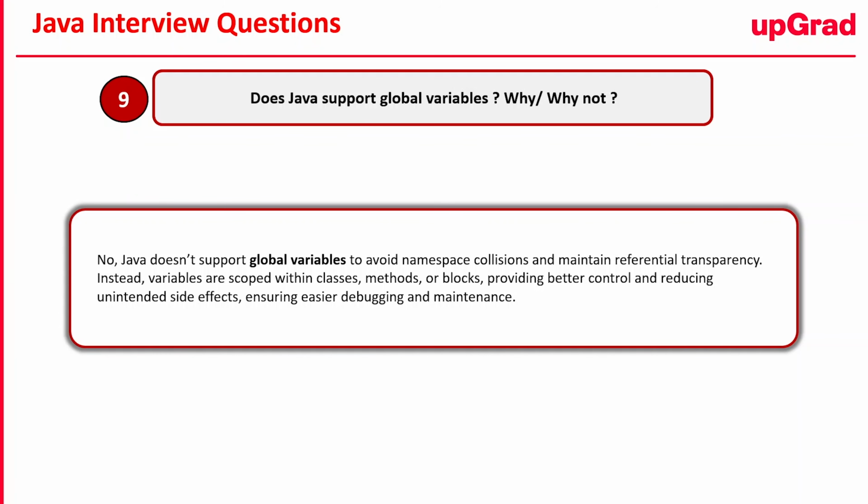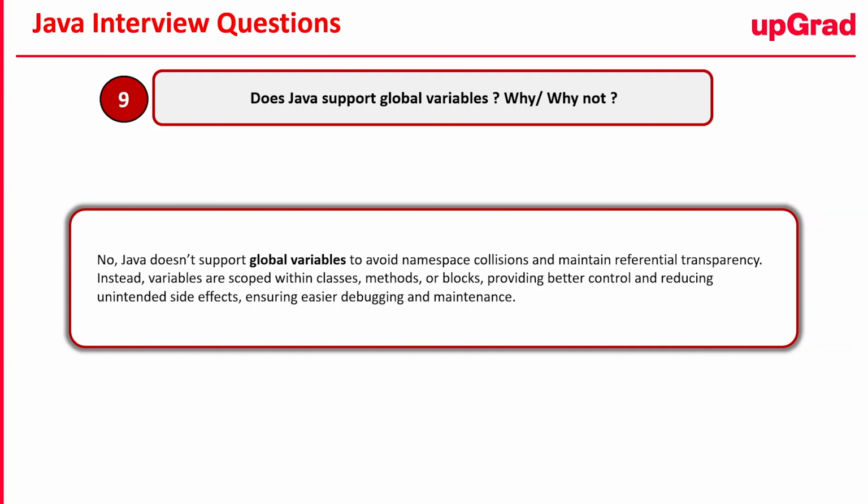This is because global variables can lead to namespace collisions where multiple parts of a program might unintentionally use the same variable name, leading to conflicts. Additionally, global variables break referential transparency, which means functions or methods can become dependent on external states, making the program harder to debug and maintain. In Java, variables are typically scoped within classes, methods, or blocks, ensuring better control over their use and preventing unintended side effects. This explanation addresses the reasoning behind why Java avoids global variables and demonstrates an understanding of scope and program design. So this was about global variables.